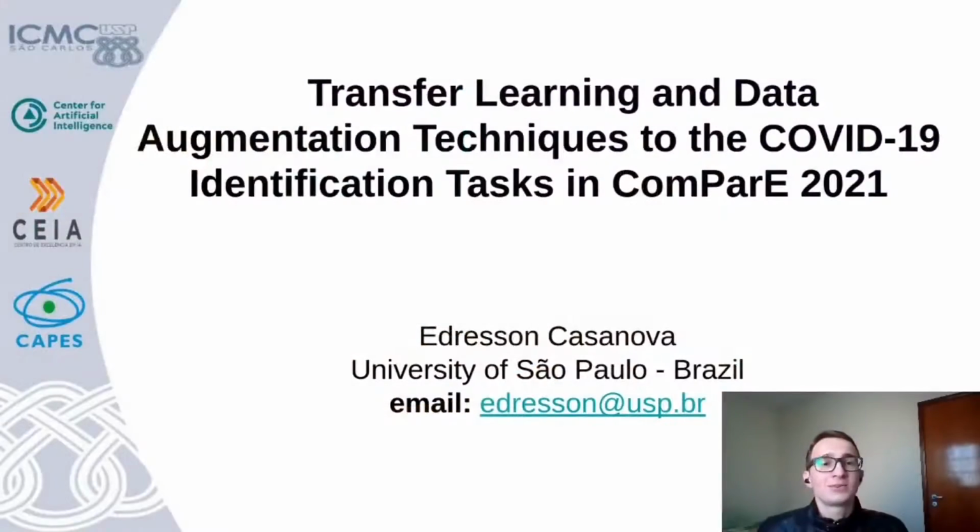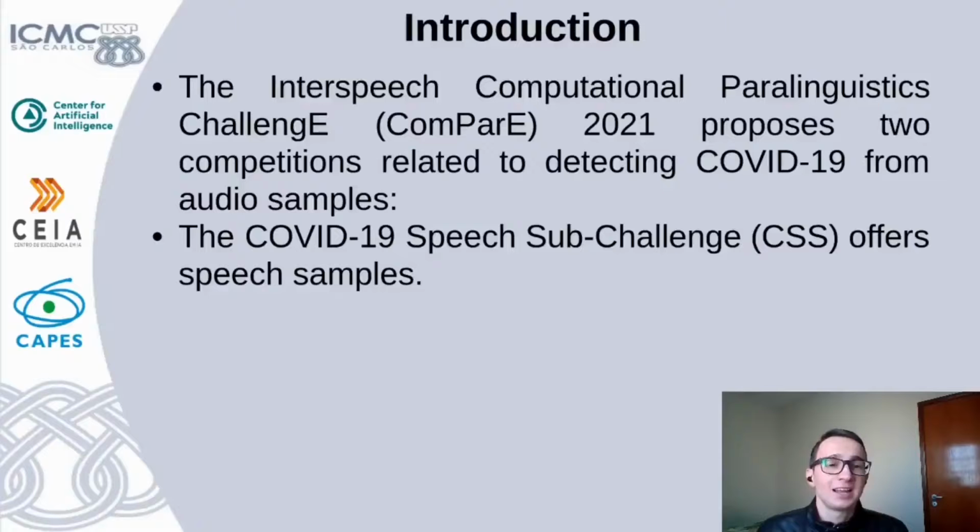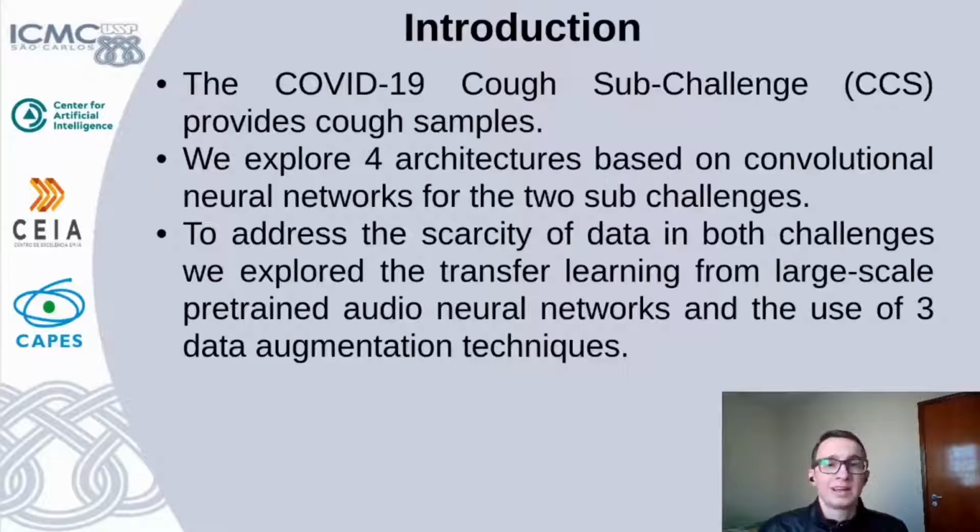Hello, my name is Edresson Casanova, and today I'm going to talk about our efforts to identify COVID-19 using speech and cough in the Computational Paralinguistic Challenge. The INTERSPEECH Computational Paralinguistic Challenge 2021 proposed two tasks related to detecting COVID-19 from audio samples. The COVID-19 speech sub-challenge offers speech samples, and the COVID-19 cough sub-challenge provides cough samples.